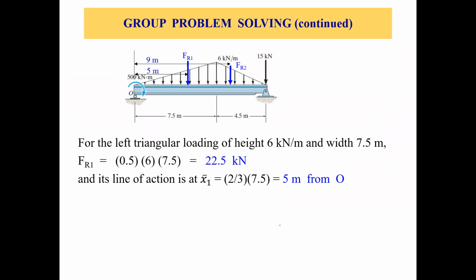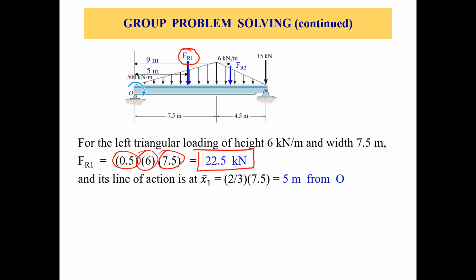So let's take this first part and find out the resultant force FR1. What is FR1? Just the area under the loading curve, right? That is the area of this triangle. So area of the triangle, 1/2 times base, which is 7.5 meters, times 6 kilonewton per meter, which is the height. Which gives us FR1 as 22.5 kilonewtons.